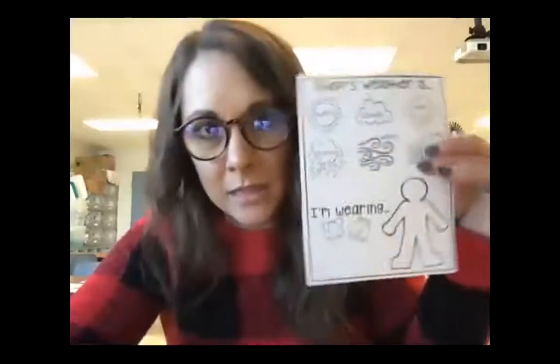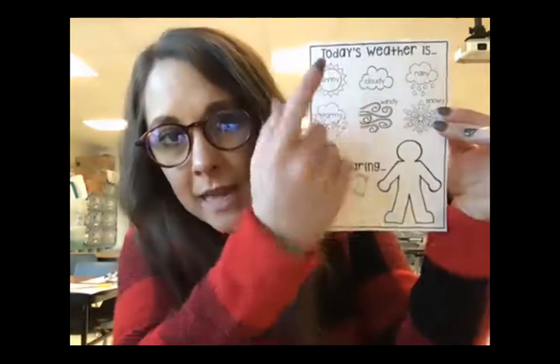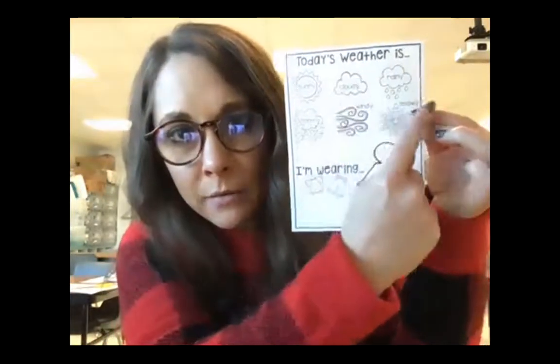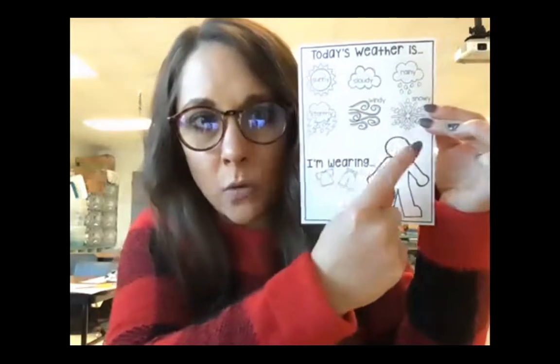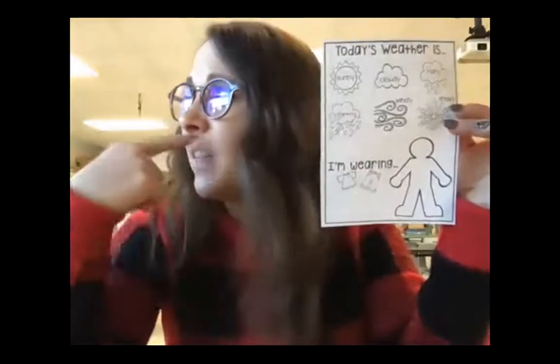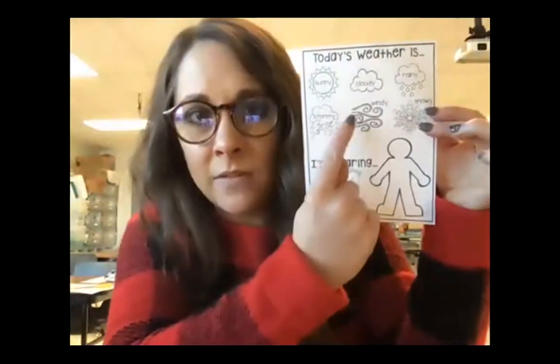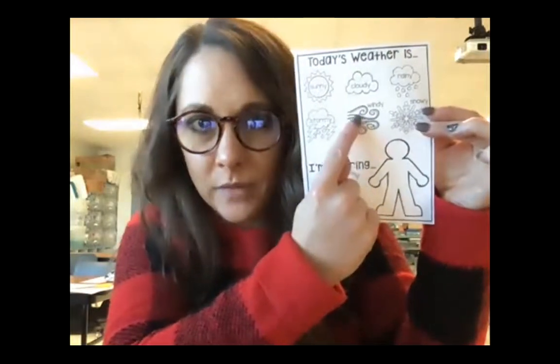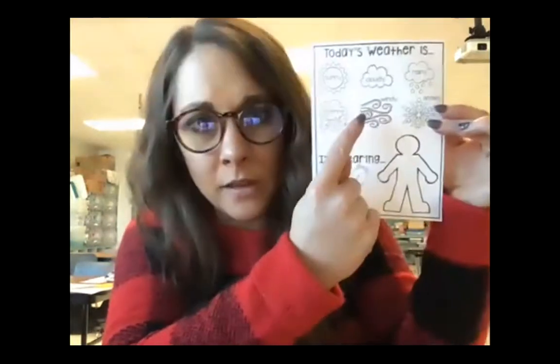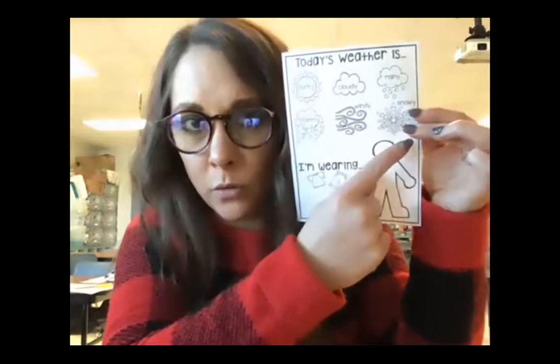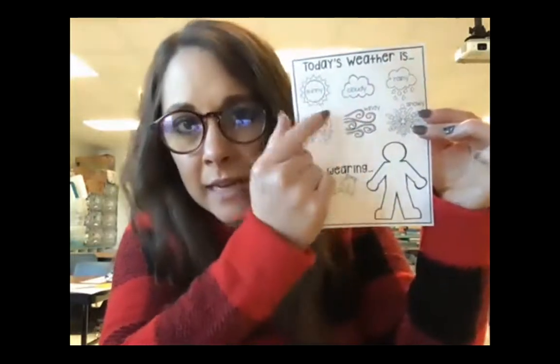The first thing that we are going to do is the students here in class are going to complete this paper that says today's weather is. They're going to decide if it's sunny, cloudy, rainy, stormy, windy, or snowy. It may be more than one of these. Like today, it is a sunny day and it is a very windy day. It's not cloudy. It's definitely not raining or storming or snowy, but it's a sunny, windy day.